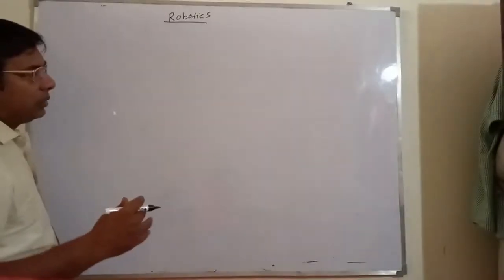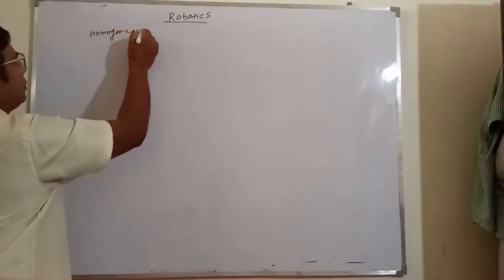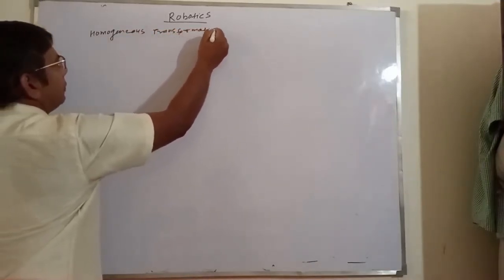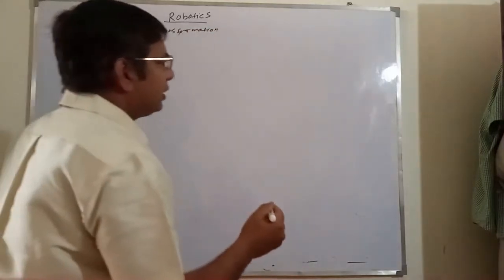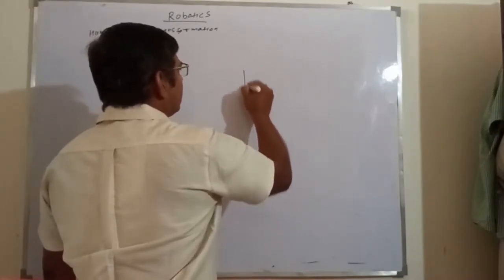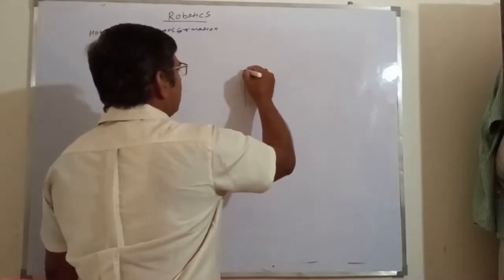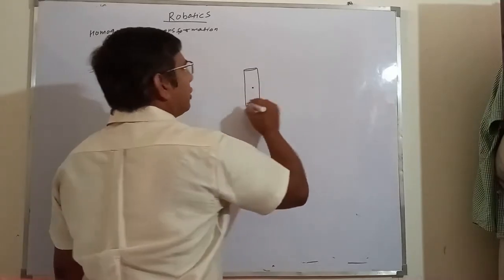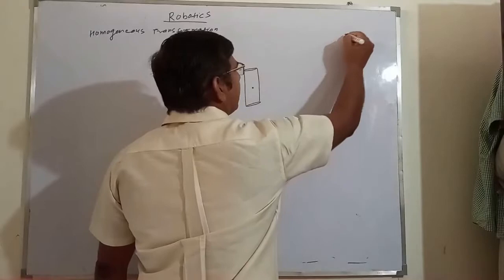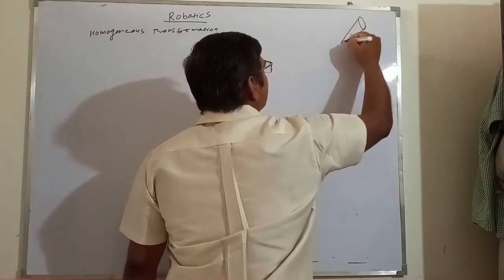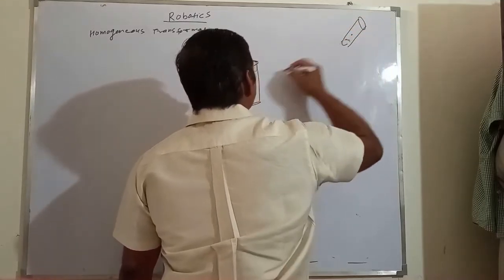Now the next topic is homogeneous transformation. In homogeneous transformation, suppose we have an object with its origin here, and we are taking it to another position, and we are also changing its orientation, from here to here.